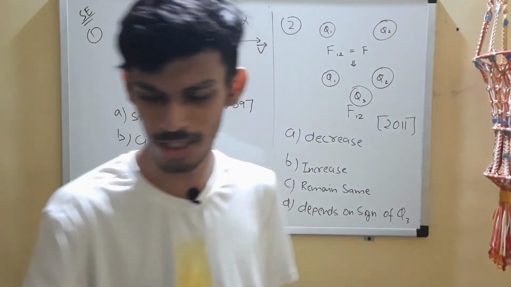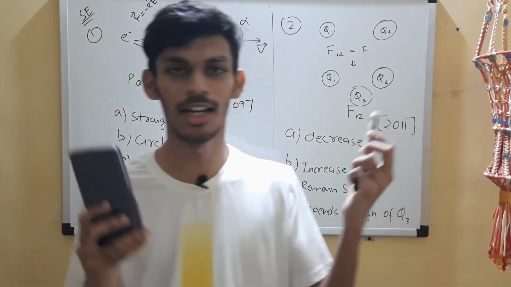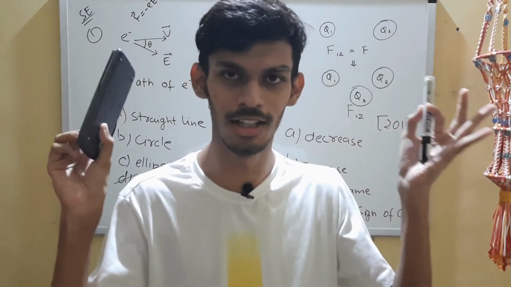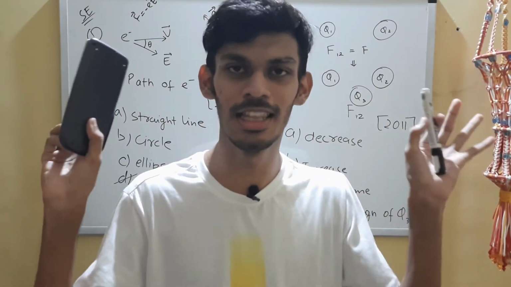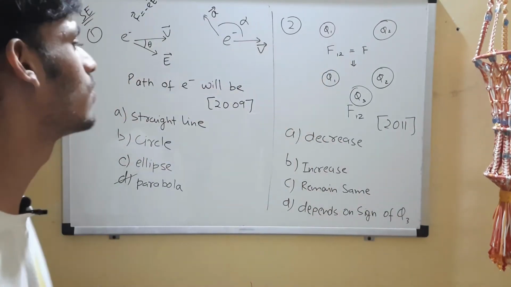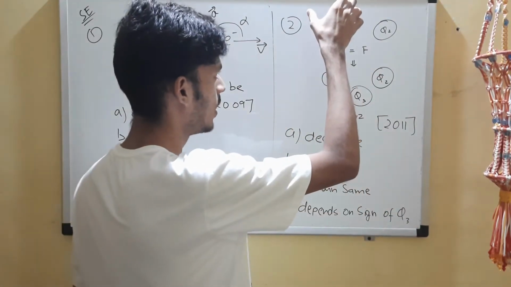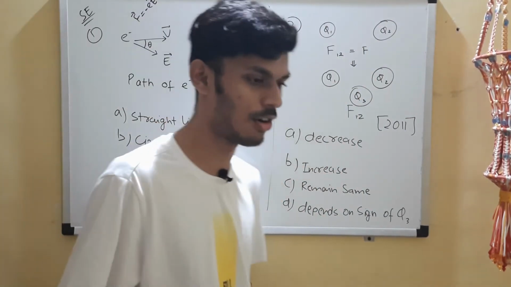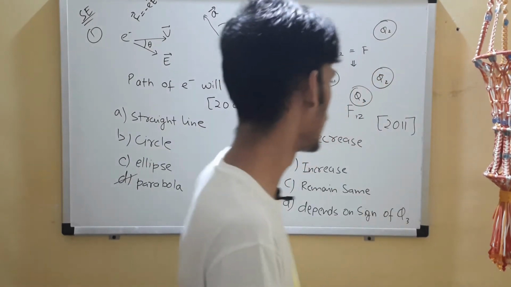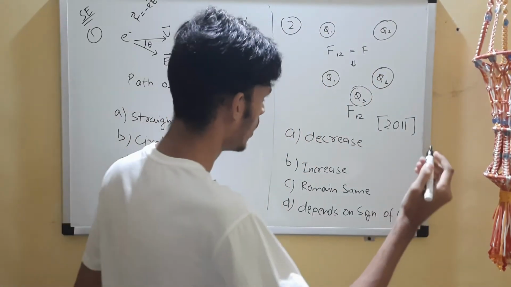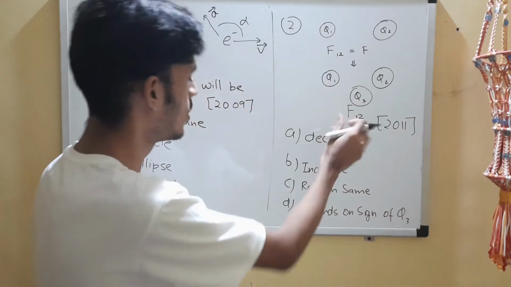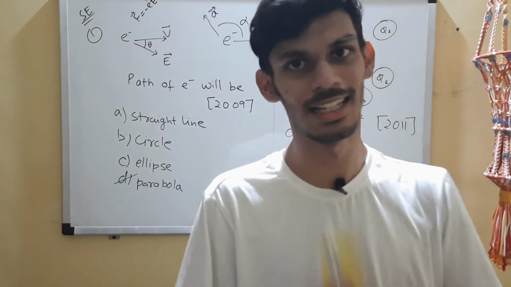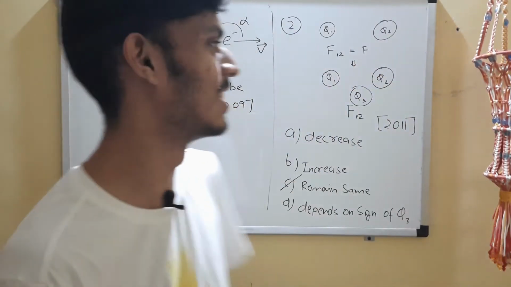Just like gravitational force, if I have 2 things over here, this calculator and this pen, the gravitational force between them is, suppose, F. Now I bring myself between these 2 things, and again the gravitational force between them is F. The same thing applies over here. The force of interaction between Q1 and Q2 is independent of the presence of Q3, which means that the force will remain the same in both cases. So option C, remain same, is the correct choice over here. Let's move to the next question now.